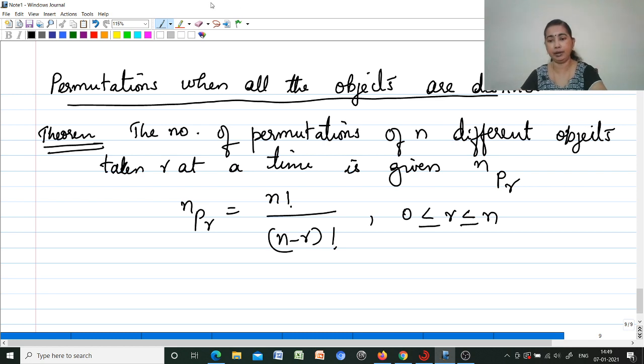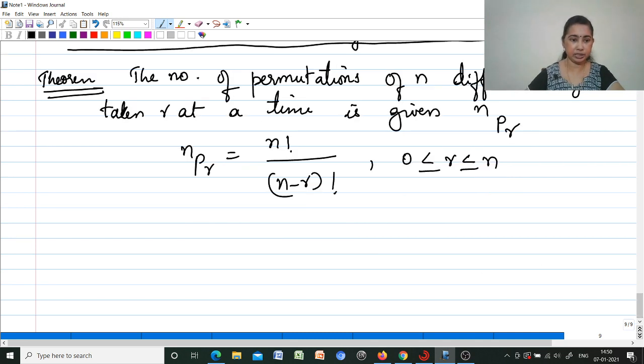So, what is nPr? nPr means n different objects taken r at a time. So, number of permutations is n factorial by n minus r factorial, and the value of r should be between 0 and n. Okay. So, that is when n different objects are taken r at a time, that is all the objects are different, no repetitions are allowed. In such a case, we take the formula nPr is equal to n factorial by n minus r factorial in order to find out the number of distinct permutations. Now, this is the first one.